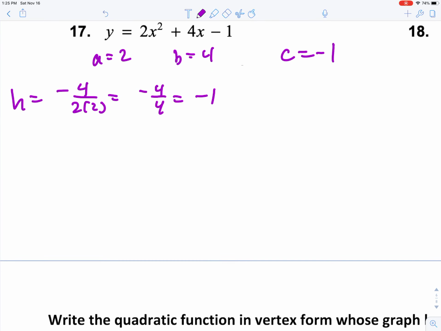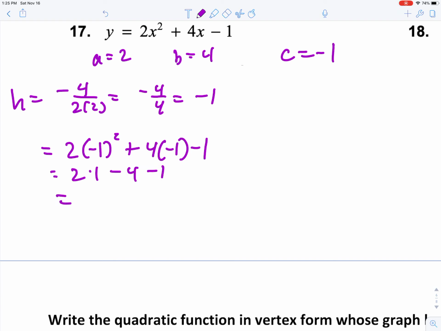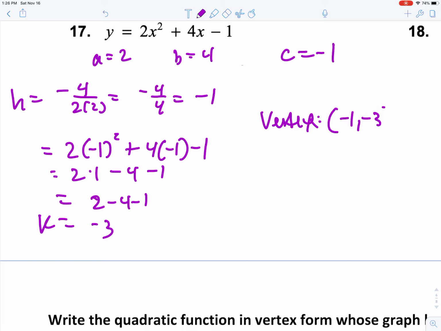I need to figure out my k, and I do so by putting a negative 1 wherever there's an x, and then simplifying. In this case, I get 2 times 1, minus 4, minus 1, so 2 minus 4 minus 1, and then I get negative 3. So simplifying it kind of quickly, some of it just in my head, that's our k value. So I know that my vertex then is negative 1 comma negative 3.